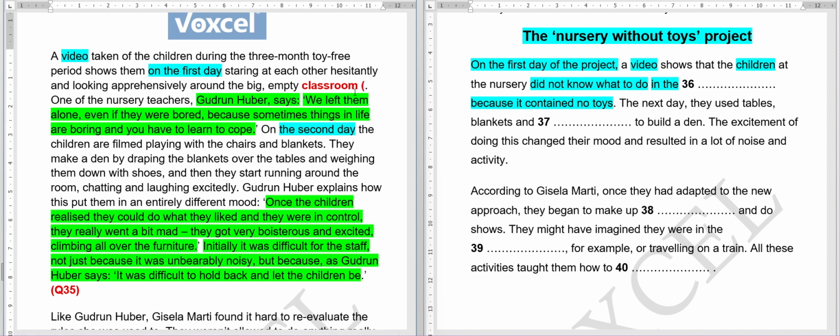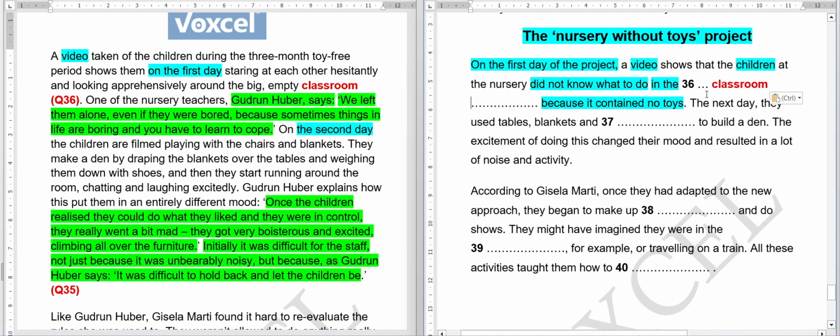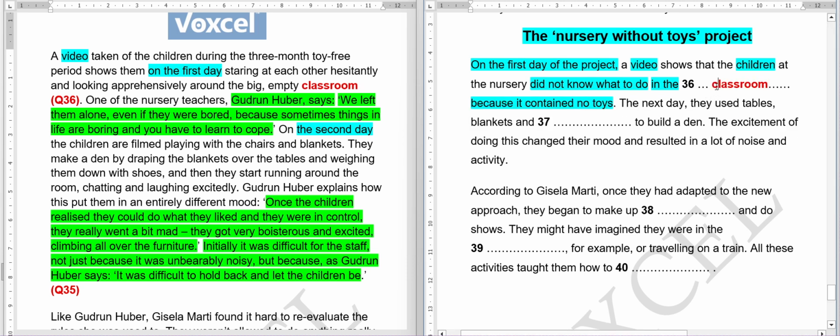So don't worry if you were not able to identify this answer. I will tell you why this is our answer. Just give me 1 sec. So why it is classroom? Because here it was big empty. So because it was toy free period, obviously if something is toy free or the period is toy free, it will have no toys. So they were looking at the big empty classroom, so it had no toys, it was empty. If there is no toys, obviously it is empty.